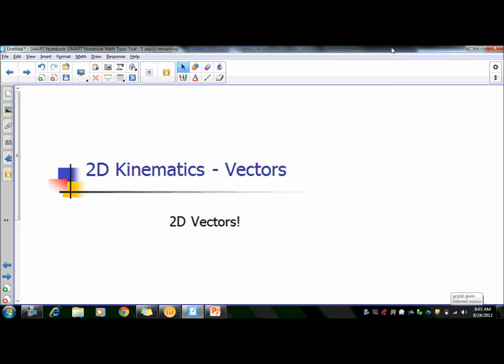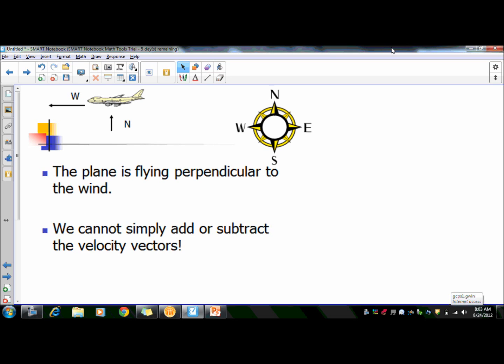We're going to talk about 2D vectors now. So this is again starting off into 2D kinematics. So let's figure out how we're going to add vectors in 2 dimensions. So now we have a plane that is flying perpendicular to the wind. So whenever they're no longer in the same plane, we cannot add or subtract.